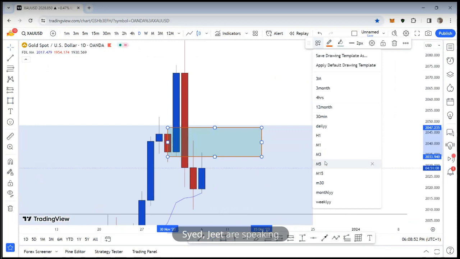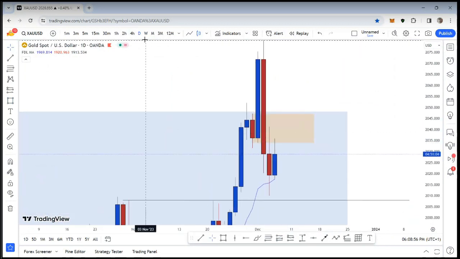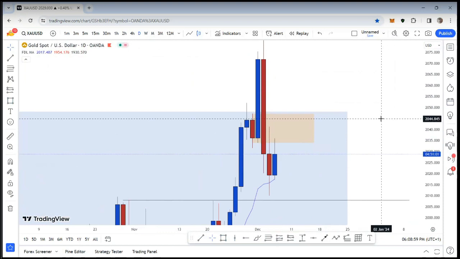Let's change the daily time frame. Now, according to the law of current market price, weekly is bullish, but daily is bearish. Which time frame do we focus on? Correct, bearish. Daily. We focus on daily.